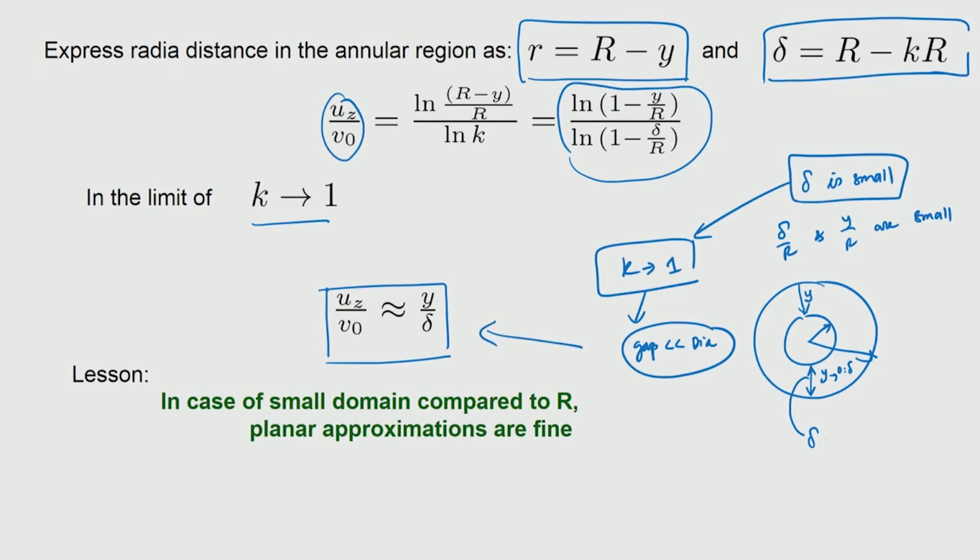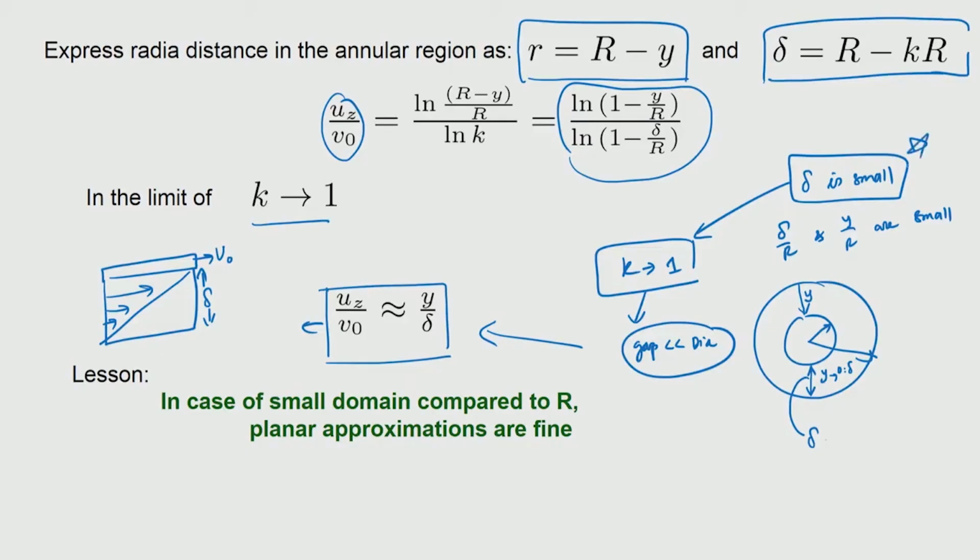But we already know this solution. We already know that this solution is applicable for a problem that we have originally looked at, a problem that we have already come across. Which means that the axial flow problem can also be reduced to a planar problem in situations where the gap is very small compared to the diameter of the cylinder.